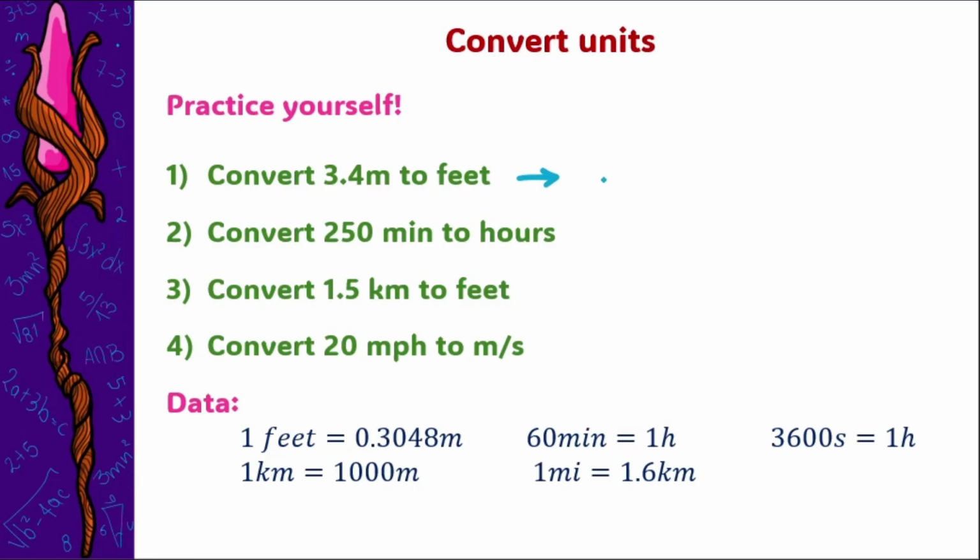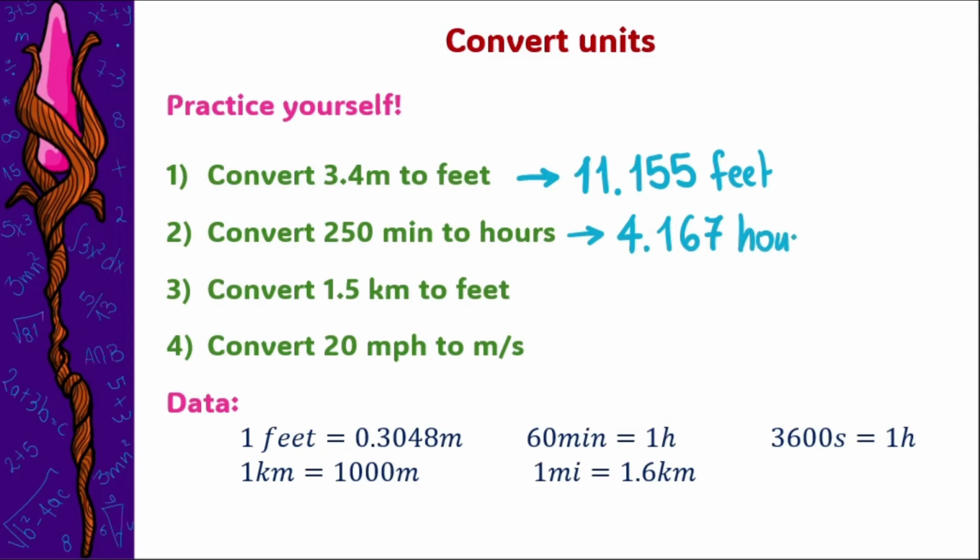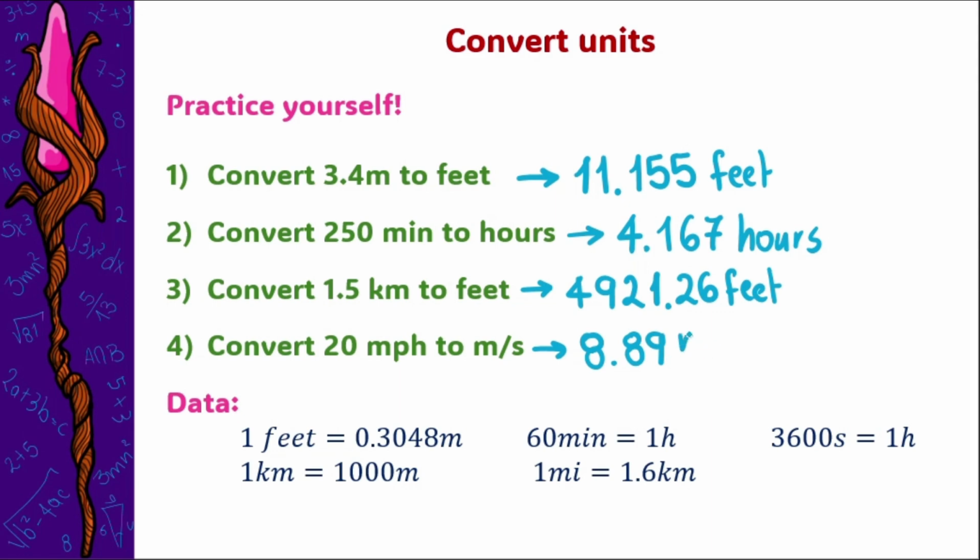So for this one, you should get 11.155. I'm going to leave 3 decimal places. Feet. For this one, you should get 4.167 with 3 decimal places. Hours. For this one, you should get 4,921.26, just with 2 decimals, feet. For this one, you should get 8.89 with 2 decimal places, meters per second.